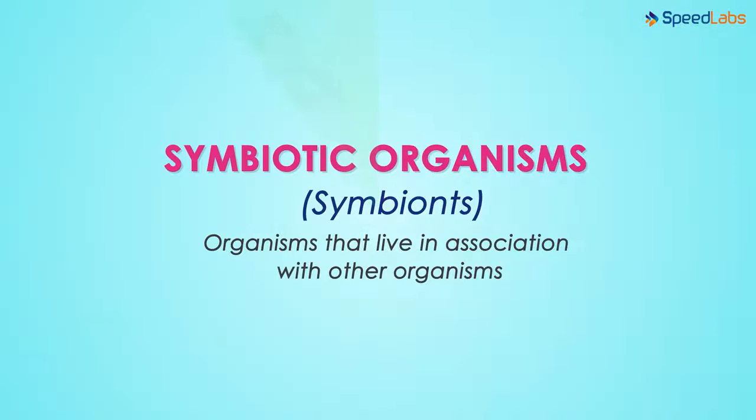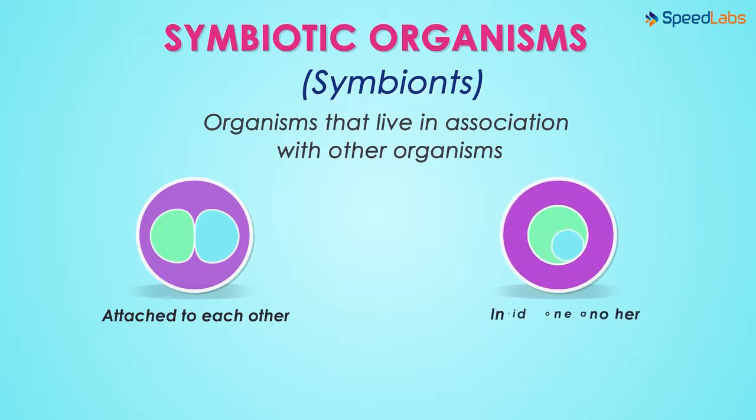In the case of symbiosis, two organisms live attached to or inside one another's body. Yes, one organism is like a shelter for the other organism. So in simple words, we define a symbiont as an organism that's present in association with some other organism. Now it is obvious that the two organisms in a symbiotic relation will be different.